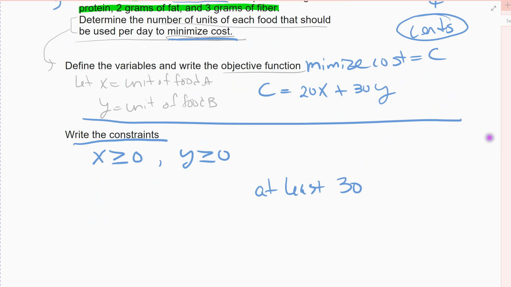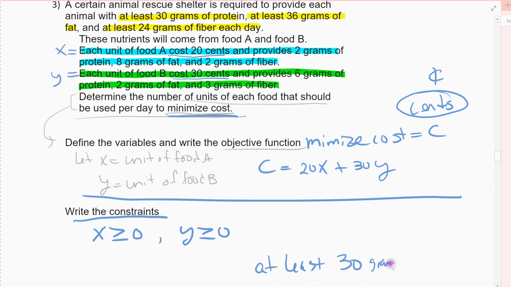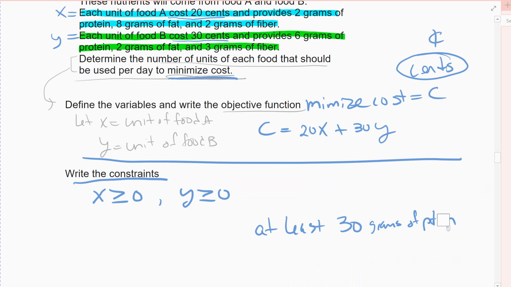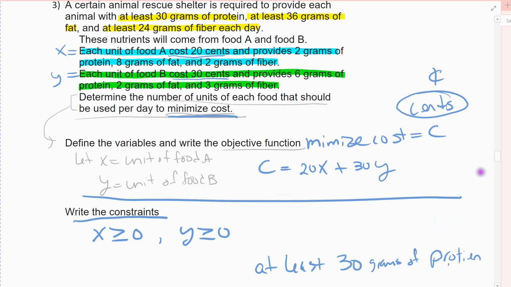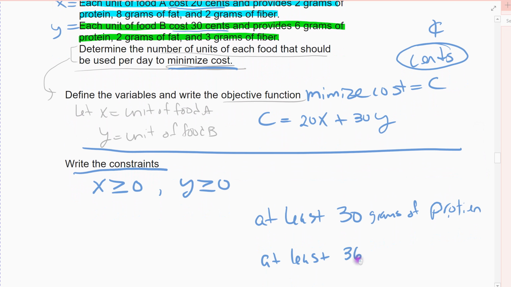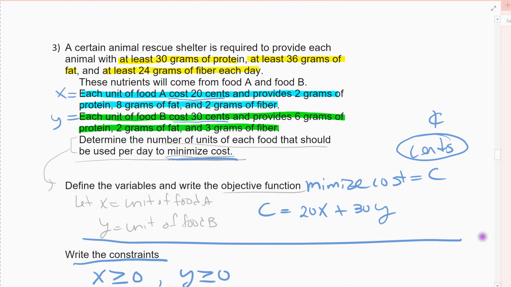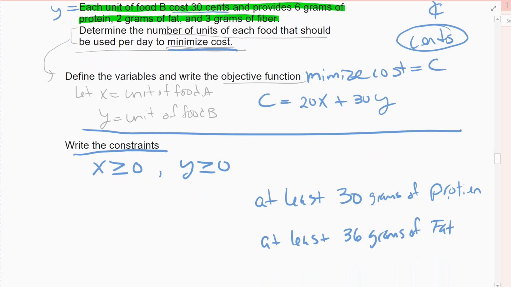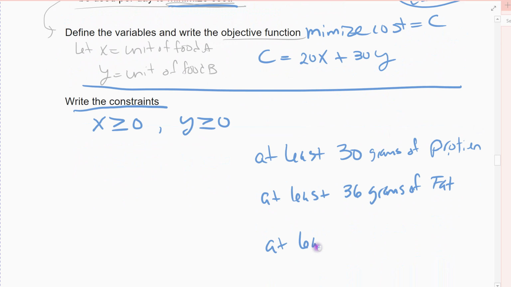30 grams of protein. You can read that. At least 36 grams of fat. And at least 24 grams of fiber.